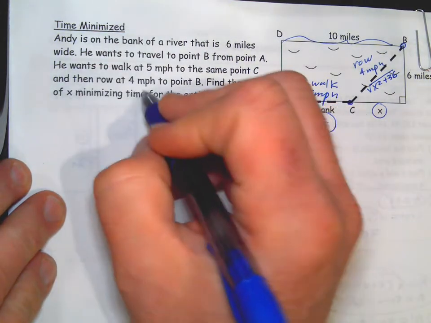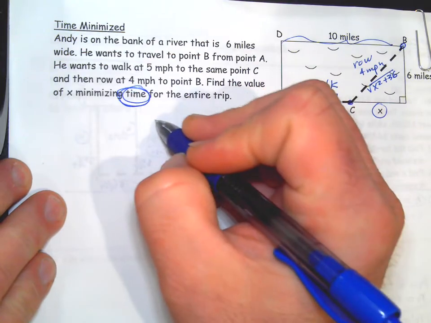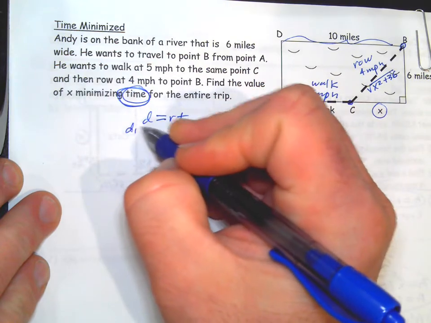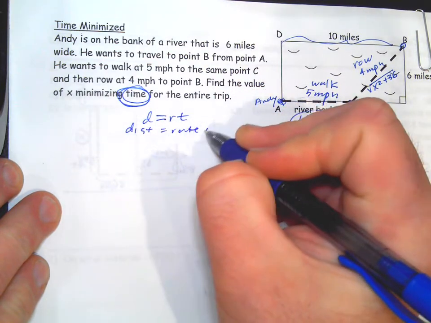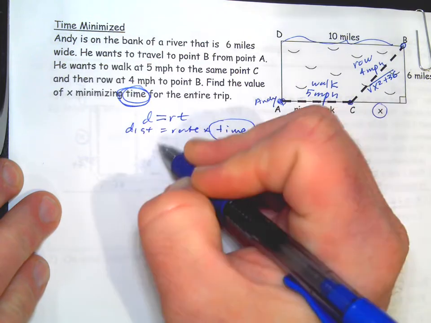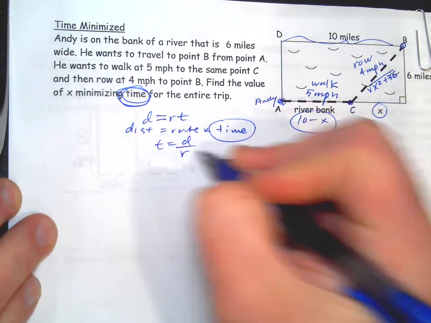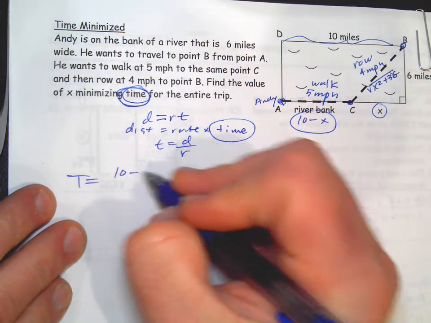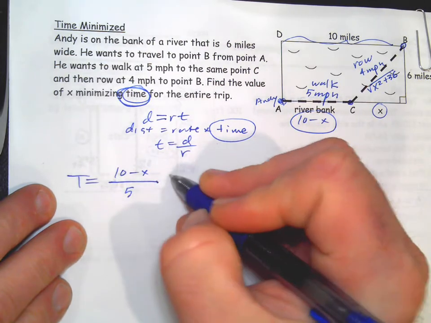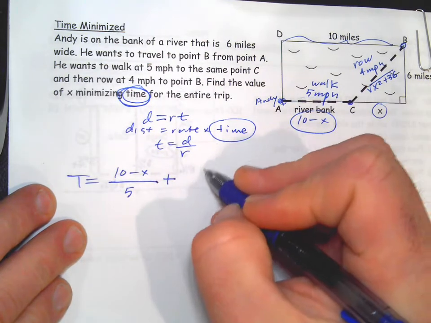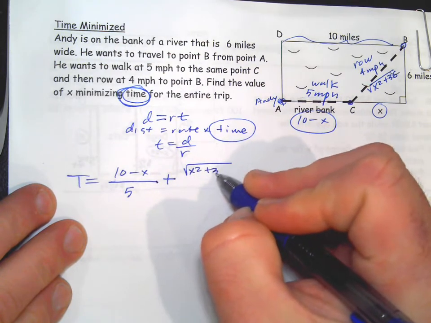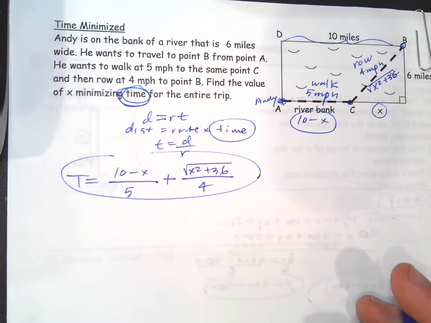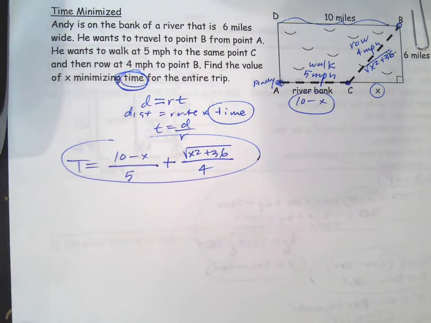Now it says find minimizing time, so we need a time function. I would use this formula that you probably use a lot in Algebra 1, d equals rt. Distance equals rate times time, and we're trying to find time. So time equals distance over rate. Time equals the distance that we walk, 10 minus x, over the rate that we walk, 5 miles an hour, plus the distance that we row, square root of x squared plus 36, over the rate that we row, 4. So this is the thing that we're trying to minimize, and we have it in one variable already, so that's nice. We're ready to go.